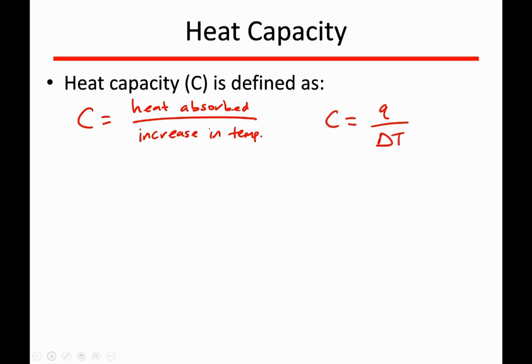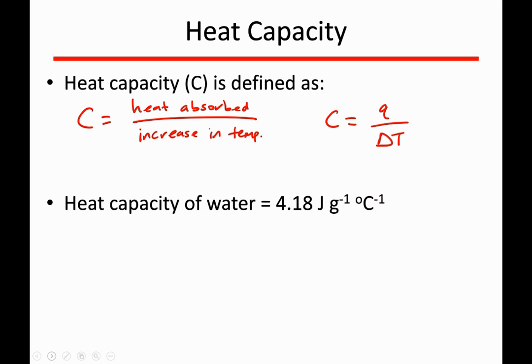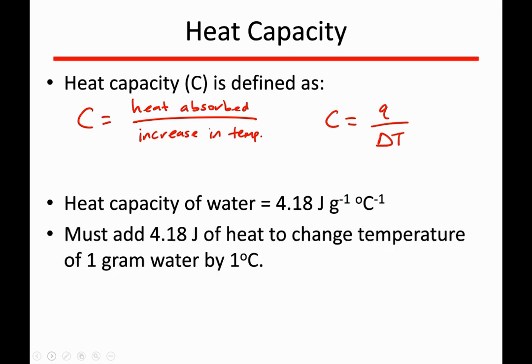Now, it's helpful to take a look at an example of a value of a heat capacity. So let's look at the heat capacity of liquid water, which is given as 4.18 joules per gram per degree Celsius. Now, it helps to take a look at the units and think about what they're telling you in words. And when you convert the units into words, what this is telling you is that you would have to add 4.18 joules of heat to 1 gram of water in order to increase its temperature by 1 degree Celsius.